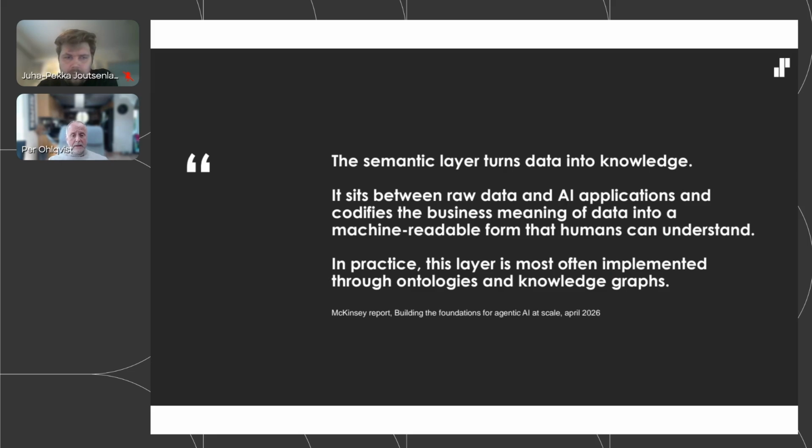To summarize, I think McKinsey caught it quite well in their recent report this year: the semantic layer turns data into knowledge and is most often implemented through ontologies and knowledge graphs. Now, maybe you say, show me the evidence, what can it look like in practice and what value can be measured? So, thanks for asking.